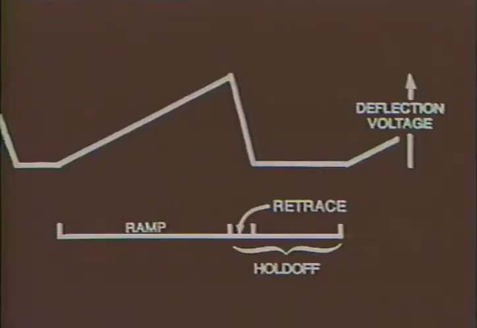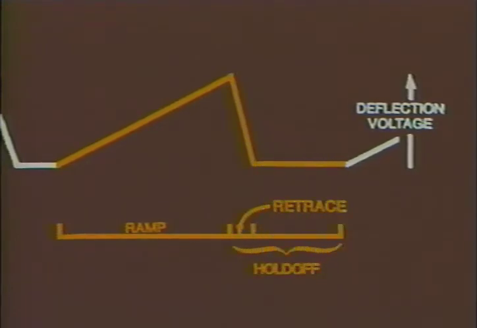A sawtooth waveform or voltage ramp is produced by the sweep generator. The rising portion of the waveform is called the ramp. The falling edge is the retrace, and the time between ramps is the hold-off time. The sweep of the electron beam across the screen of a scope is controlled by the ramp, and the return of the beam to the left side of the screen takes place during the retrace. The hold-off prevents the sweep from starting before the horizontal system is reset.